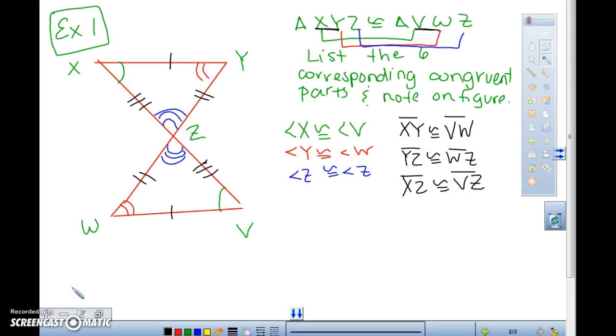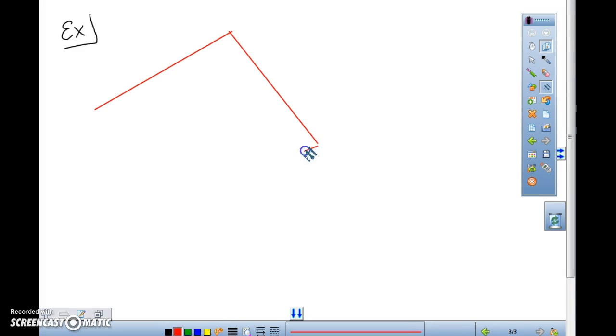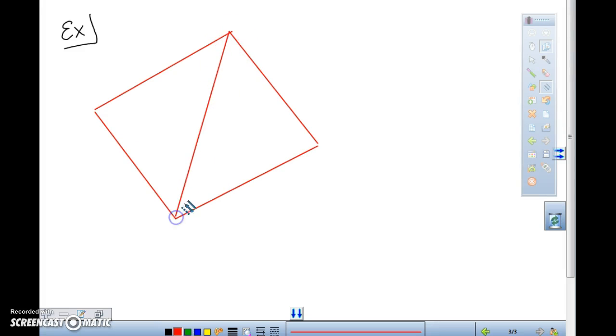What if the figure's drawn and you had to use some background information? Like, what if we had some parallel lines involved and some transversals involved? Let's do another one. Do one more. We're going to make this one 90. This one's going to be 90.